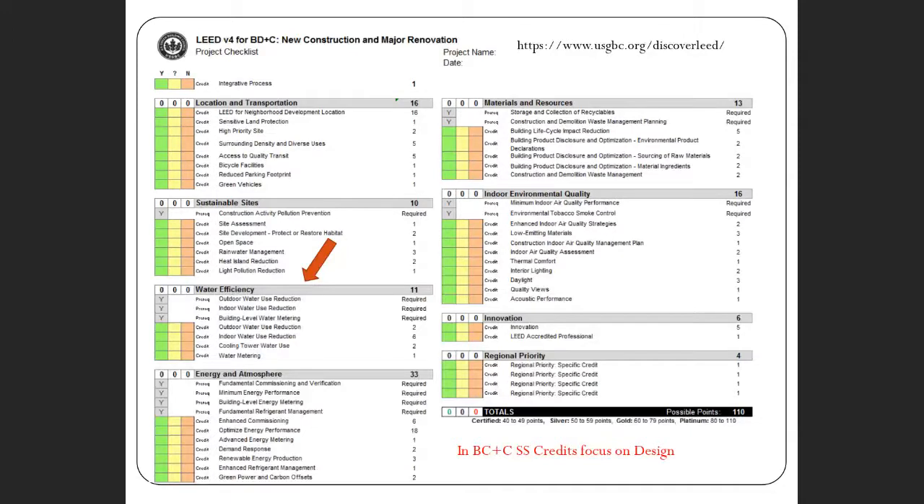Right, here's our scorecard. Again, sorry, I should have changed that from SS to WE. Was working on this yesterday. Again, there's our scorecard for B, D, and C with water efficiency highlighted. We have some prerequisites. We talked about the indoor water use reduction prerequisite, right? You have to be 20% under EPACT. And then credits for outdoor and indoor water use, cooling tower water use, and water metering.